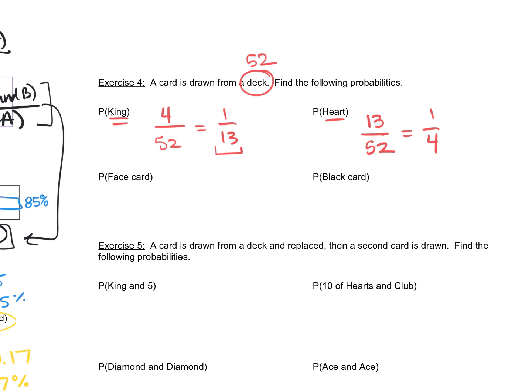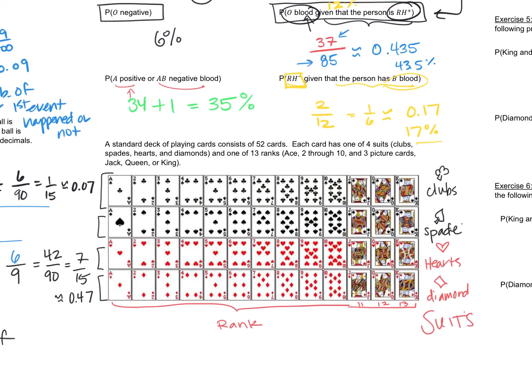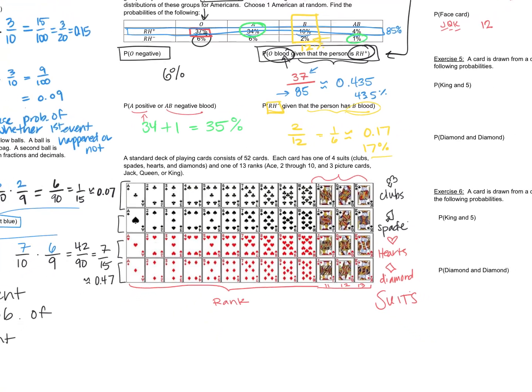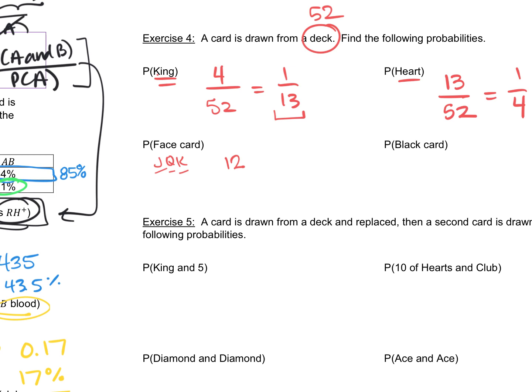A face card, there was again Jack, Queen, King of each suit. So there are 4 suits and 3 cards, and that's going to be 12 different options. And again, you can go back if you want to and look at our entire sample space, and you can count and see there's 3 of them times 4 suits. I mean, not suits, face cards. So that's 12 out of 52, which is reducing to 3/13.